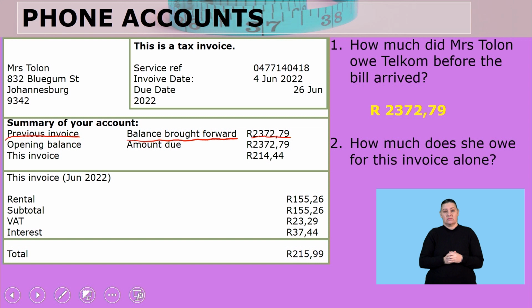All right, how much does she owe for this invoice? Okay, so for this invoice, if we skim along to the very bottom, there you go. The total for this invoice is 215 Rand 99 cents. Again, do you notice most of this information we just pulled directly off the statements?